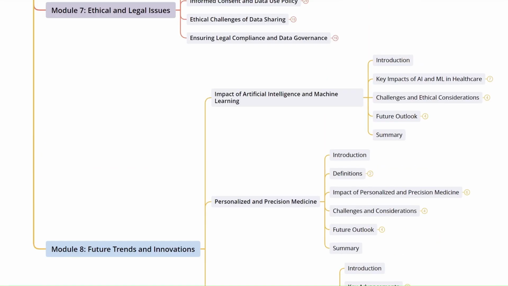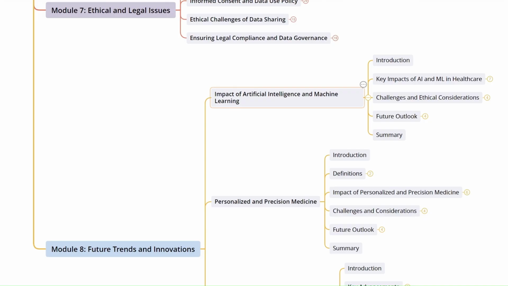One of the core themes of this course is examining the impact of artificial intelligence and machine learning on healthcare. These advanced technologies are redefining diagnostic processes, clinical workflows, and research methodologies. AI powered algorithms are increasingly capable of interpreting complex medical data, assisting clinicians in making more accurate diagnoses, predicting patient risks, and personalizing treatment plans.